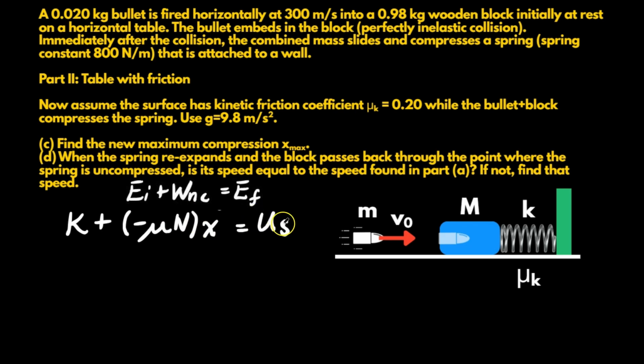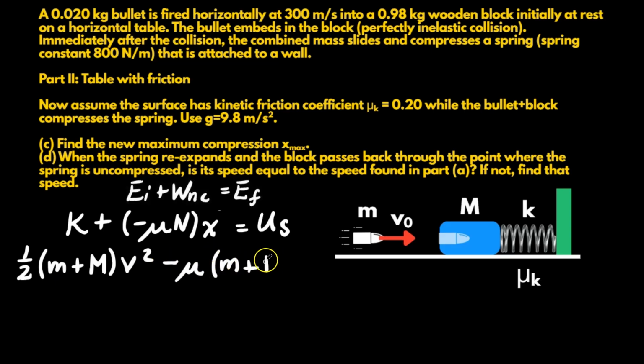The total initial energy will be the kinetic energy of the bullet block, but we do need to subtract the work done by friction, because friction does negative work, which reduces the mechanical energy. And friction is mu times the normal force. X is how far it's sliding, and that is equal to the energy stored in the spring, which is the spring potential energy. The kinetic energy will be 1 over 2 times the mass of the bullet plus the mass of the block times v squared. V is the velocity of the bullet block that we calculated earlier, minus the work done by friction, which is mu times the normal force, because it's not accelerating vertically.